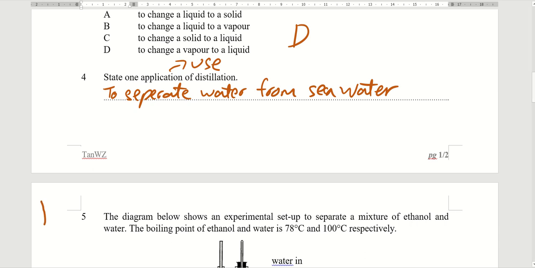For question 4, many of you do not have any idea what is happening, so your answers tend to be quite weird. Let's stick to something simple. Let's just stick to separating water from seawater. This is also one of the things that Singapore does to continue to make water available for us. This happens in our desalination plants in Singapore.